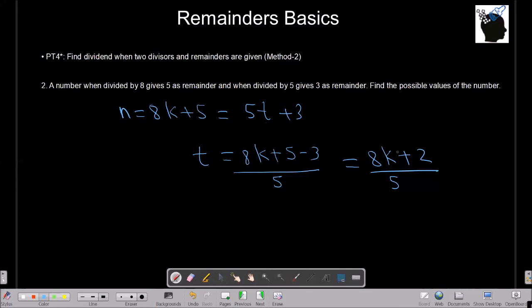Now only those values of k which will give us t as integer will give us common values in both of these equations. I can see right away that when I put k is equal to 1, I'm going to get the numerator as 10, which is divisible by 5. That means when k is 1, the value of n which we'll get will be common in both of them, which is nothing but 30. Let's try to find the other value which we are not able to find in the previous one. So I put k is equal to 2, I'm going to get 18.